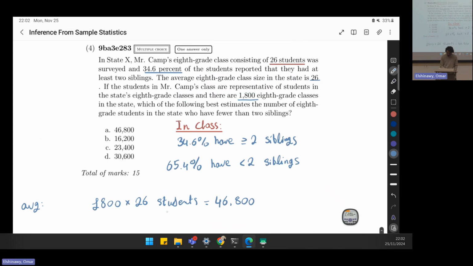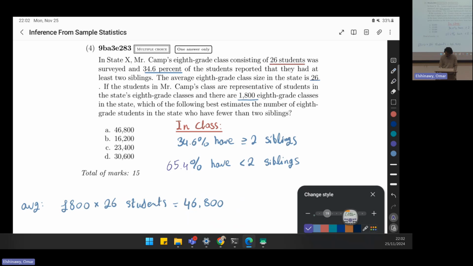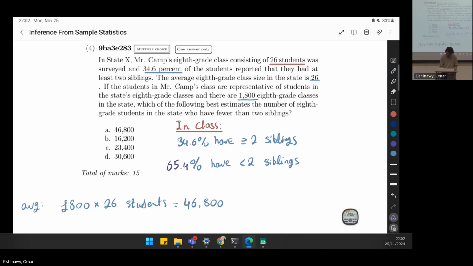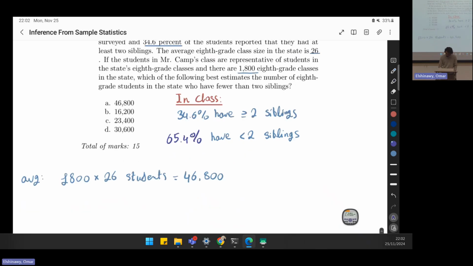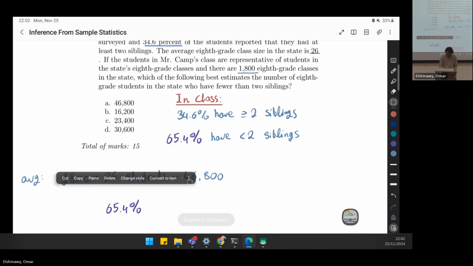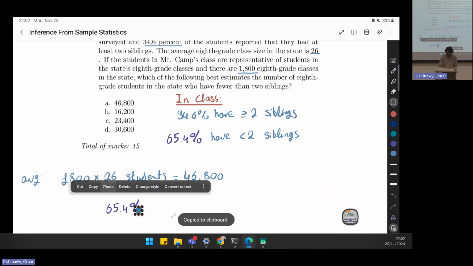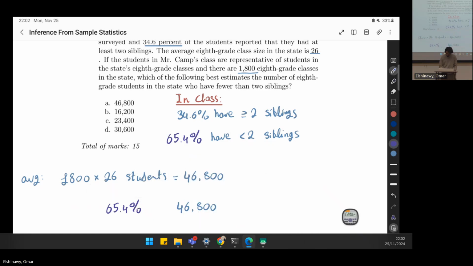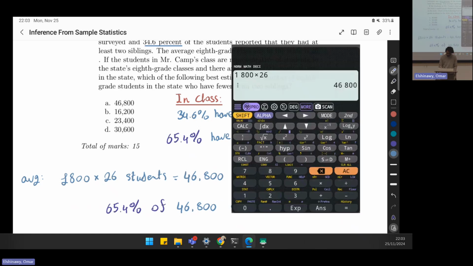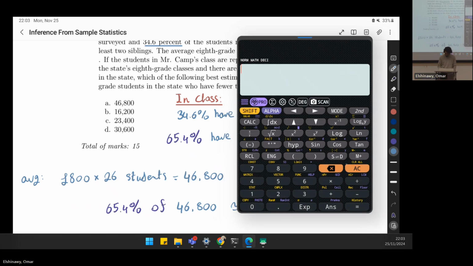And then finally, we don't want all of these people. We just want the percentage of them which will have greater than 2 siblings. So that's something to keep in mind for you. And so we take 65%, or roughly, of this 46,000 student population, because we assume that the sample represents the population. And that gives us roughly, I don't know, you said D? 30,600.